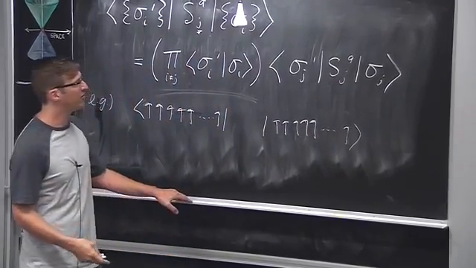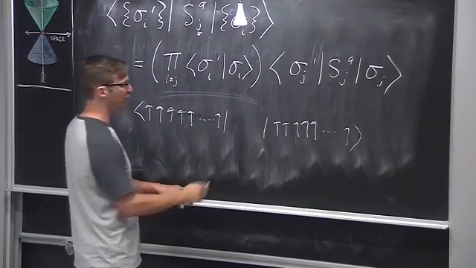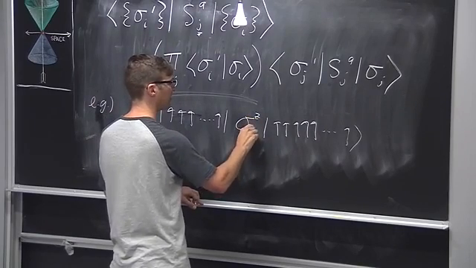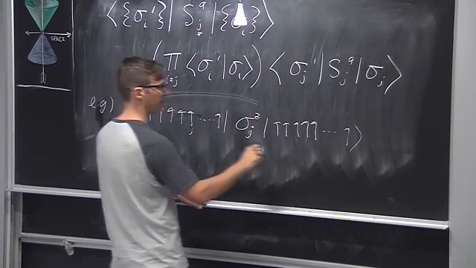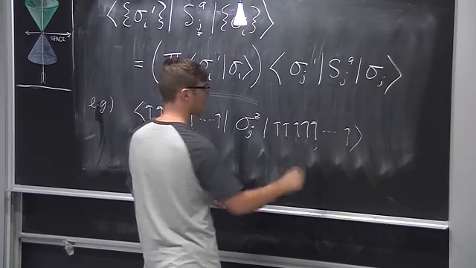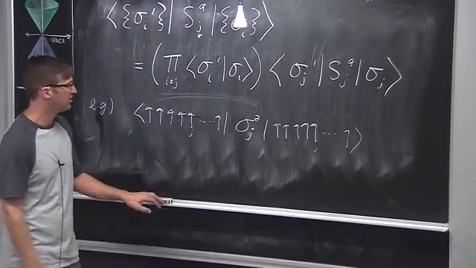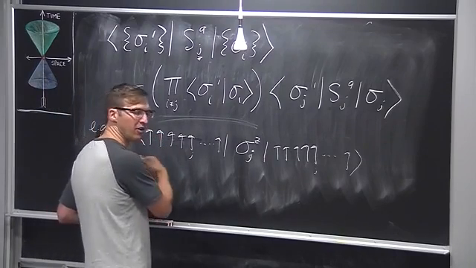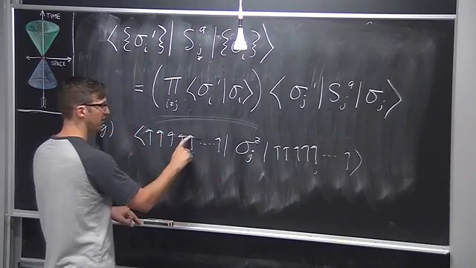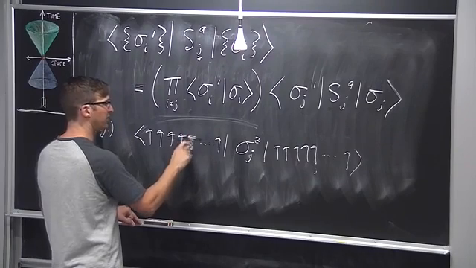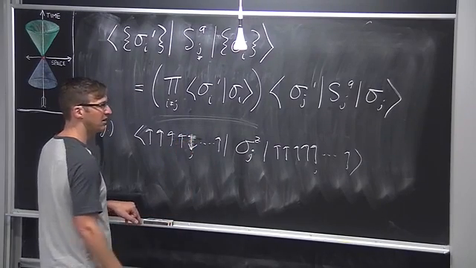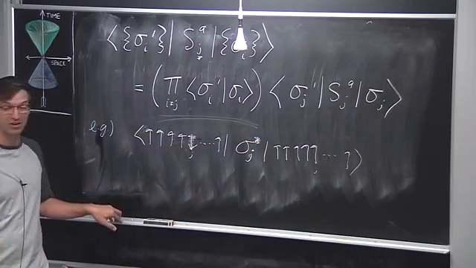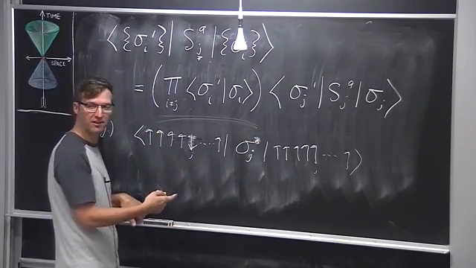Then the only operator that would give me a non-zero expectation value would be something diagonal, like sigma z at site j, sorry. Say this is site j here. So this would give me a non-zero expectation value. If this one started down, then only sigma x would give you a non-zero expectation value, because it's going to flip that spin.